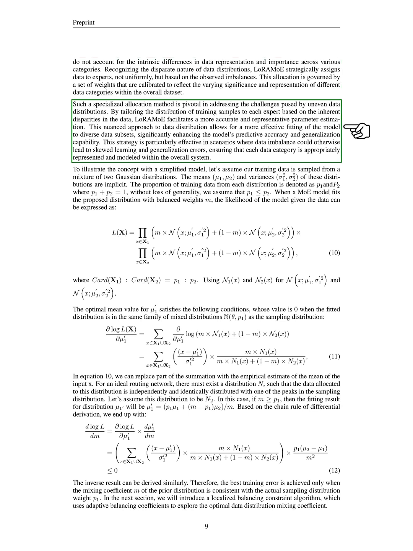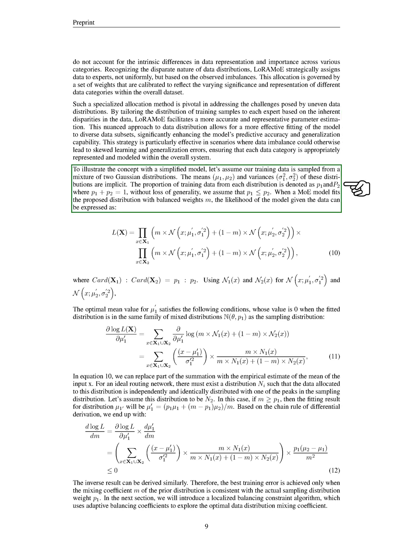This method is crucial in addressing the challenges posed by uneven data distributions. By tailoring the distribution of training samples to each expert based on the inherent disparities in the data, LoRAMoE facilitates a more accurate and representative parameter estimation. This nuanced approach to data distribution allows for a more effective fitting of the model to diverse data subsets, significantly enhancing the model's predictive accuracy and generalization capability.